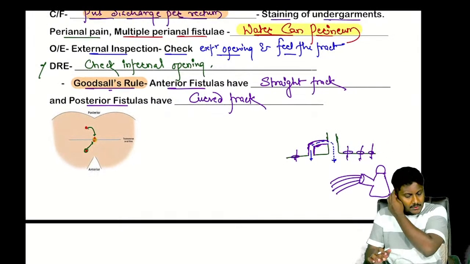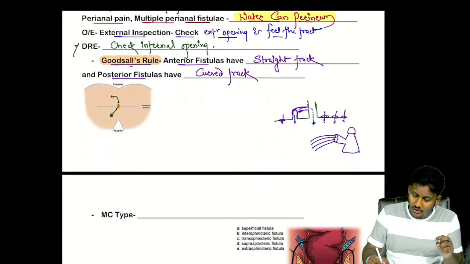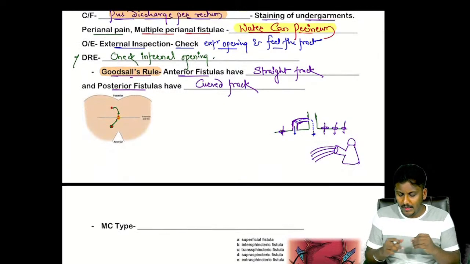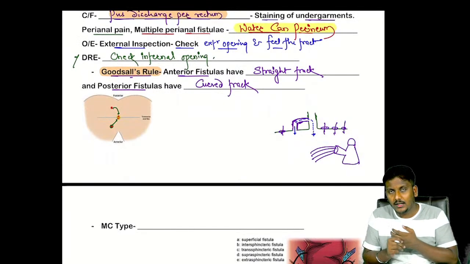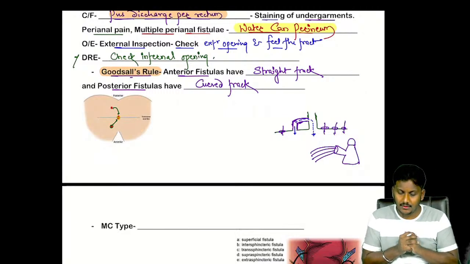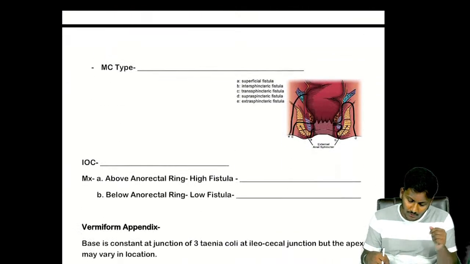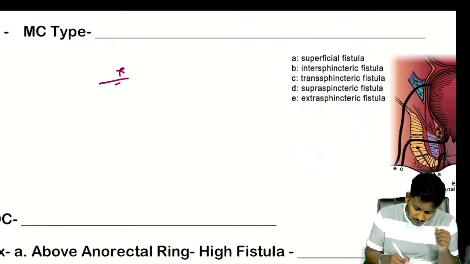No issues with this, anybody? That is what Goodsall's rule says in perianal fistula. Now, if I talk about the classification used for perianal fistula, do remember the name of the classification is the Parkes classification.